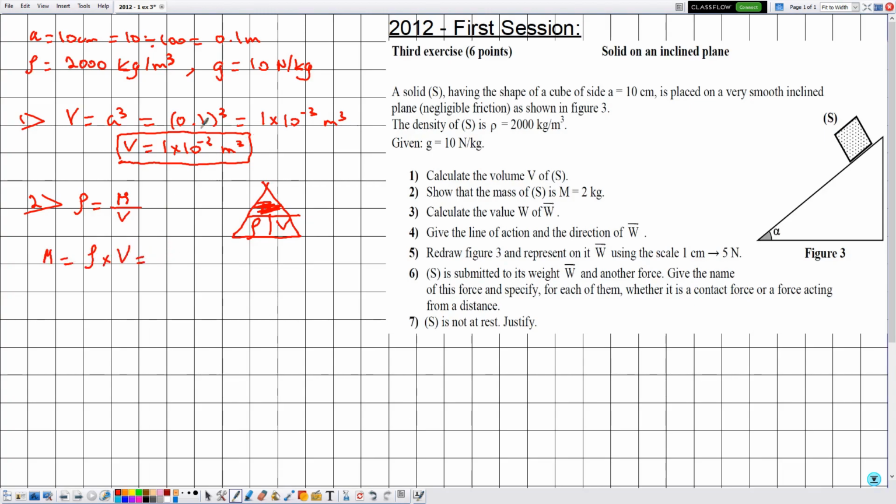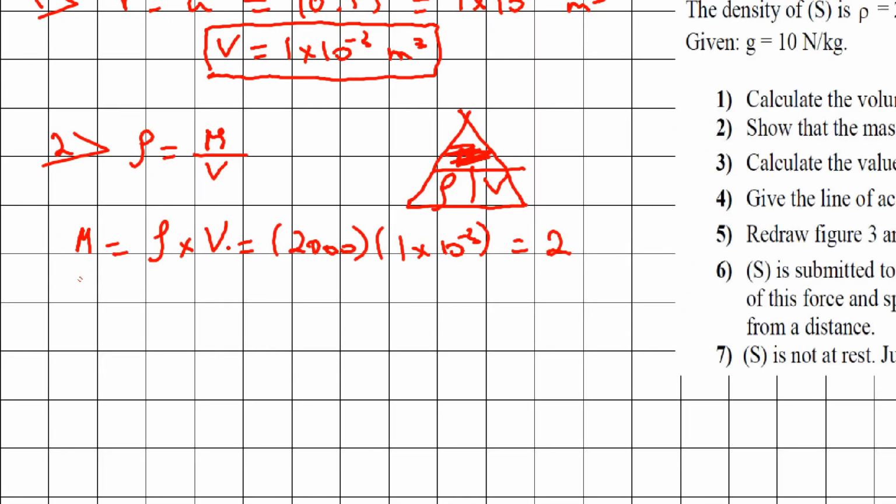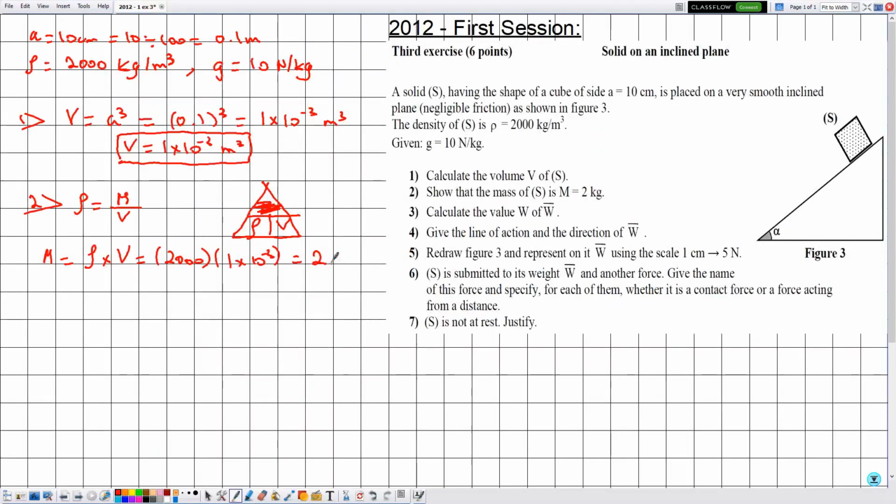Now the value of the density in the SI is 2000, and V is 1 times 10 to the power minus 3. Plugging this in the calculator, it gives me 2. Since both the density and the volume are in the SI, the value of M will be in the SI, which is kilograms. Then M is equal to 2 kilograms.